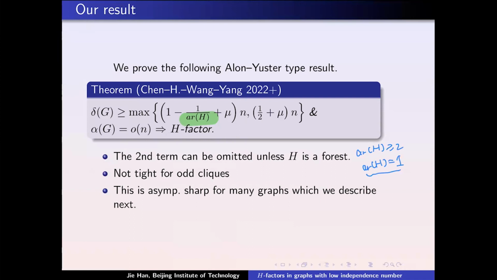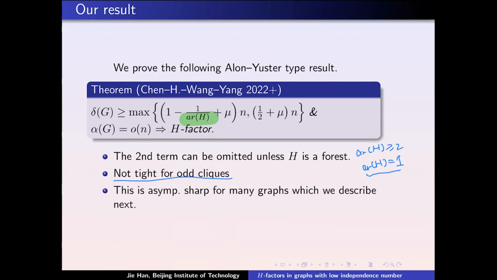ARH is the smallest number of parts so that H has an acyclic partition, right? And it equals 1 means H itself is a forest. And this is not interesting for the proper coloring, for the chromatic number of H, because if chi H equals 1, it just means H has no edge at all. Right. And unfortunately, this is not tight for odd cliques. So somehow this doesn't even cover the Kierstead and Szemerédi result, right? But we will see, we will achieve it a little bit later.